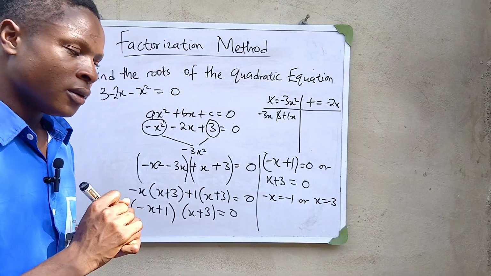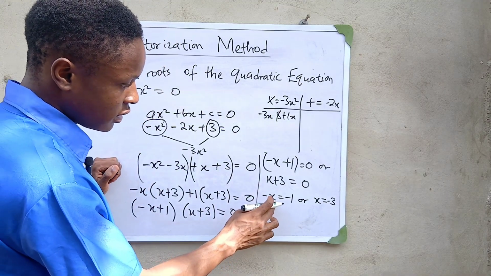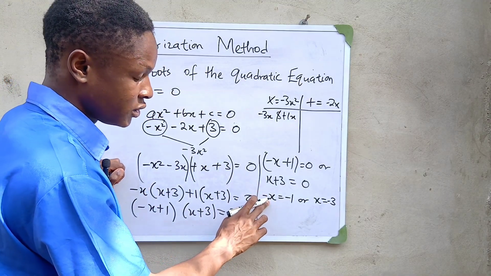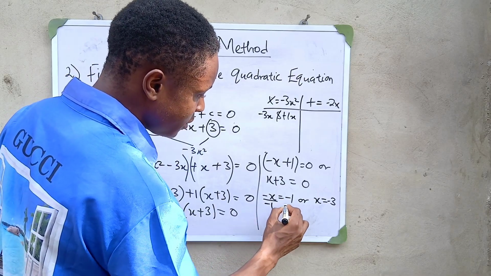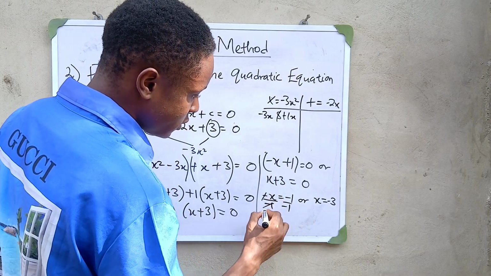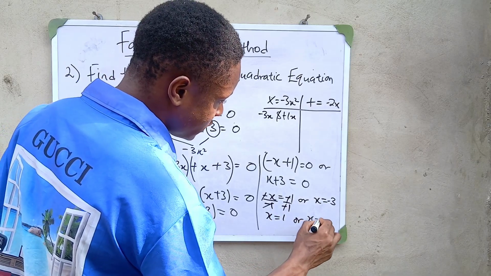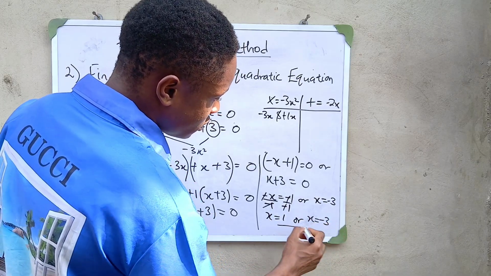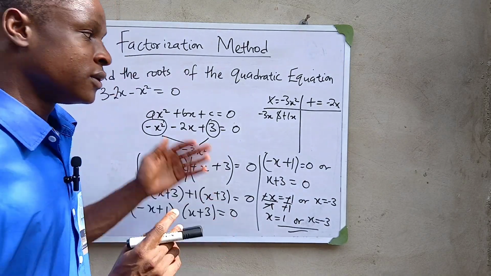Now, we have made x the subject, but here what we have is minus x. So we want x to be the subject, so we have to divide through by minus 1. We have x is equal to 1, or x is equal to minus 3. So these are our roots of this equation.